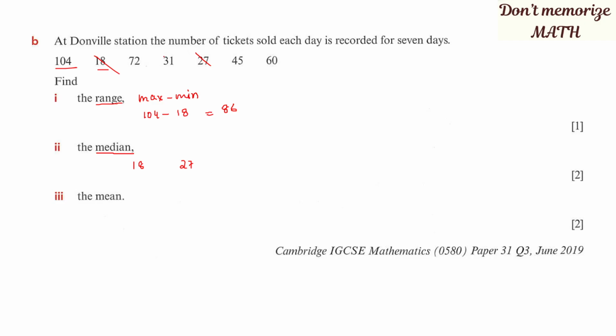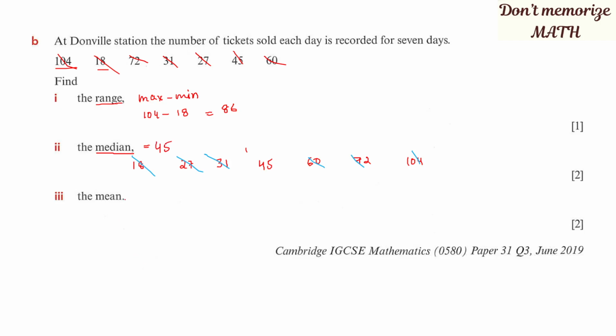Next number is 31. Next number is 45. Next is 60. When you cut like this, you won't miss any number. Next is 72. Next number is 104. Now we need to find the middle. So to find the middle, 18 and 104, 27 and 72, 31 and 60. The median, or middle number, is 45. If you are getting two numbers, just take the average: add them and divide by 2. Here the median is 45.